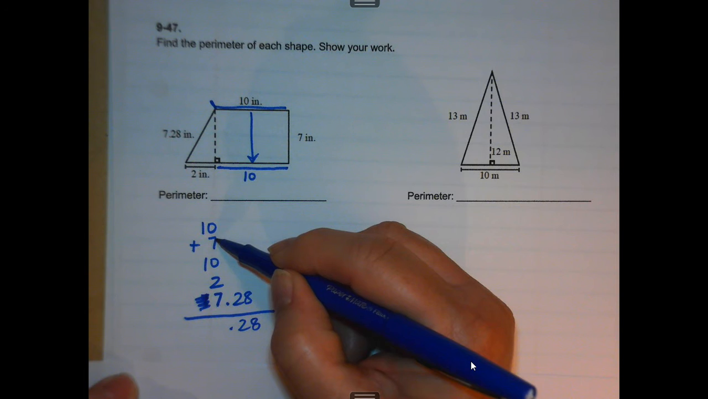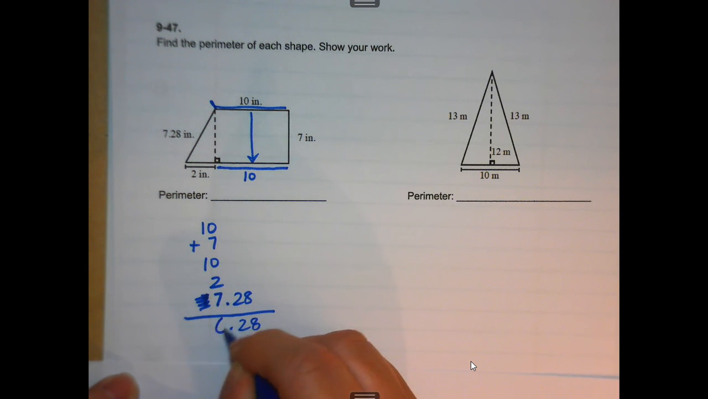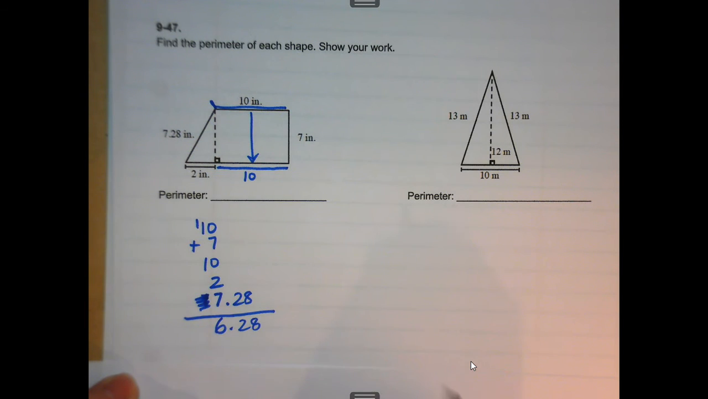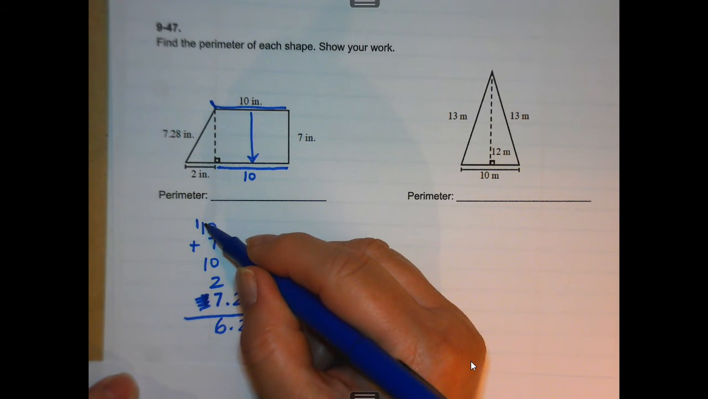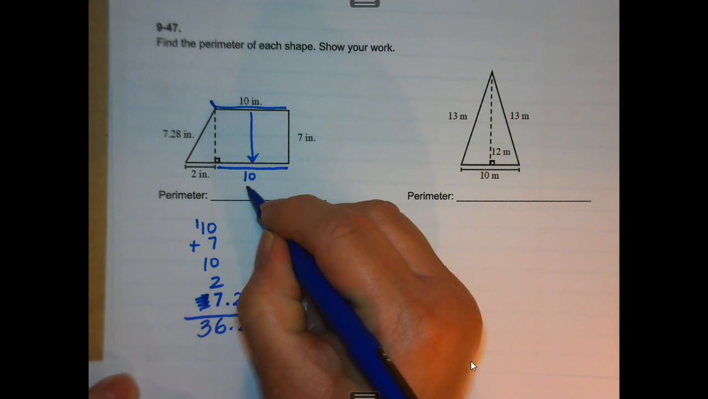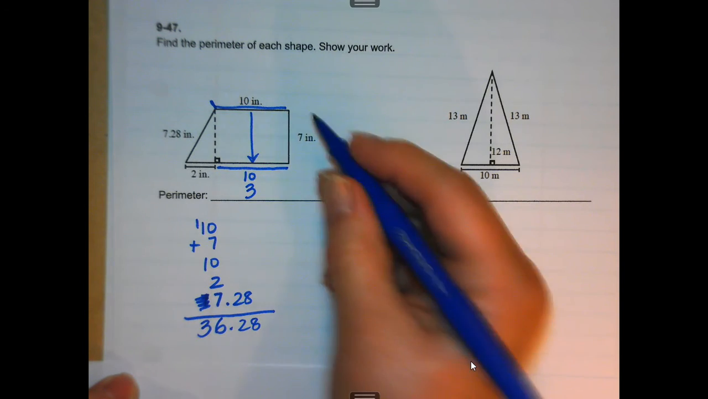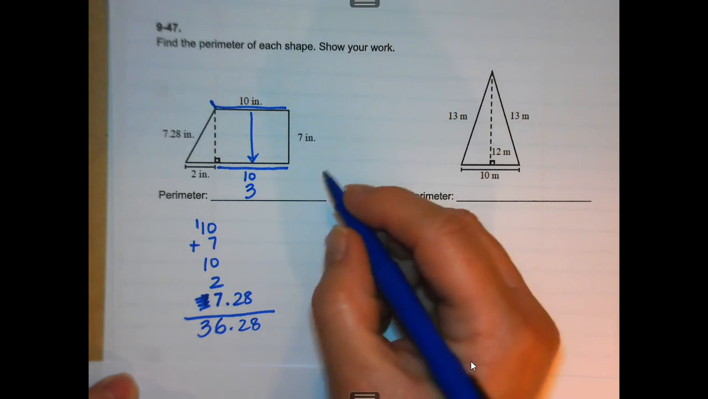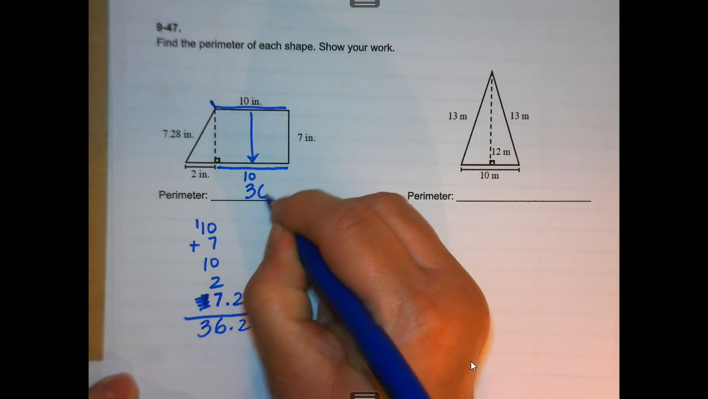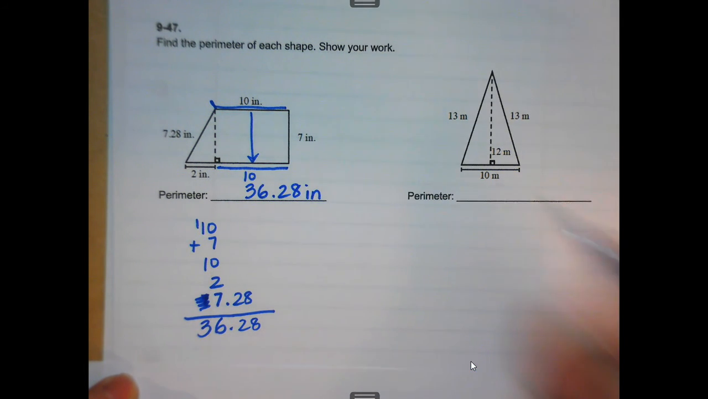So we're going to go 7 plus 2 is 9. 9 plus 7 is 16. Carry the 1. 1 plus 1 is 2. 2 plus 1 is 3. Our perimeter around the outside edge of this shape, that composite shape made of a triangle and a rectangle combined together, is 36 and 28 hundredths inches.